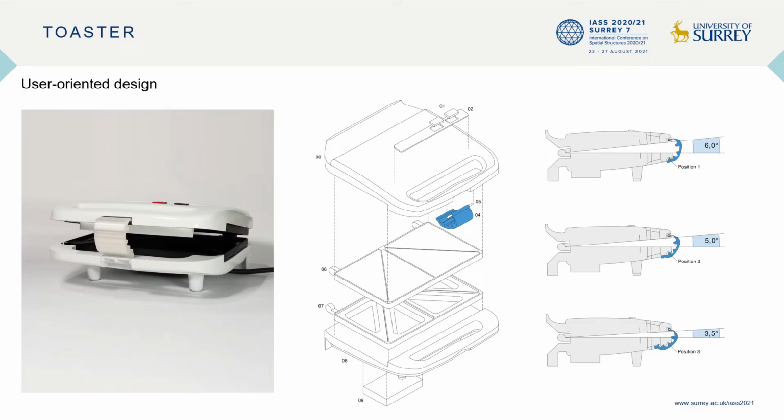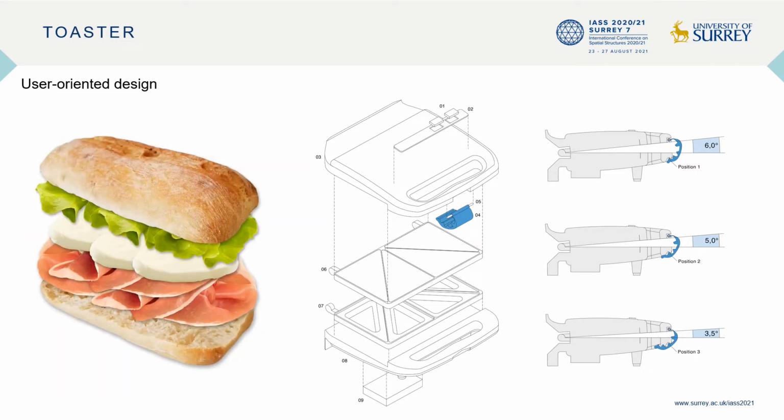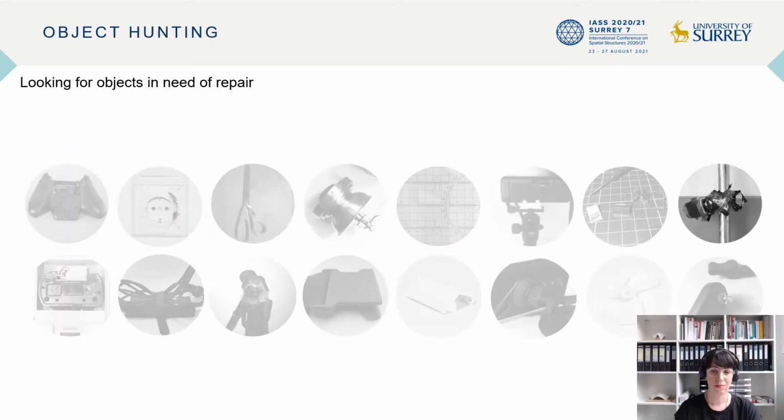And I had to disappear so you can really see the picture here. And the idea behind these different kind of angles was the possibility to cook different kind of sandwiches or paninis.